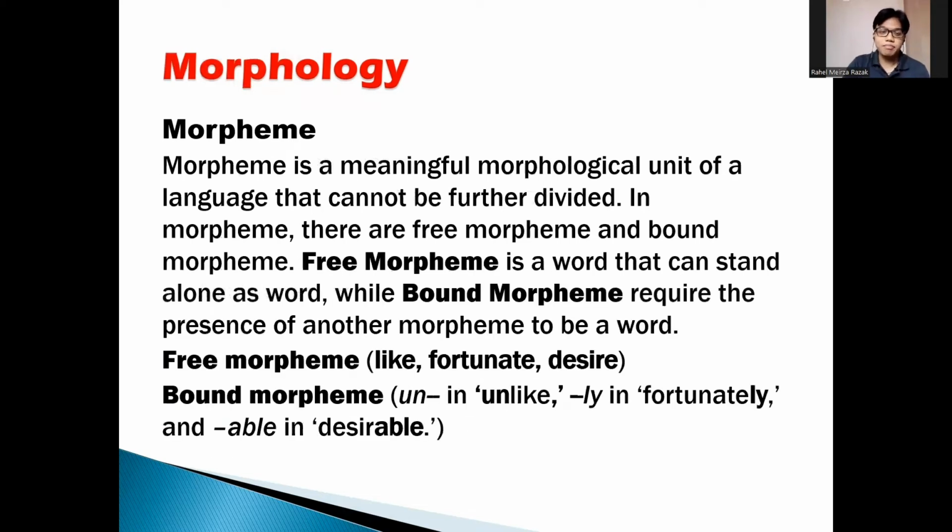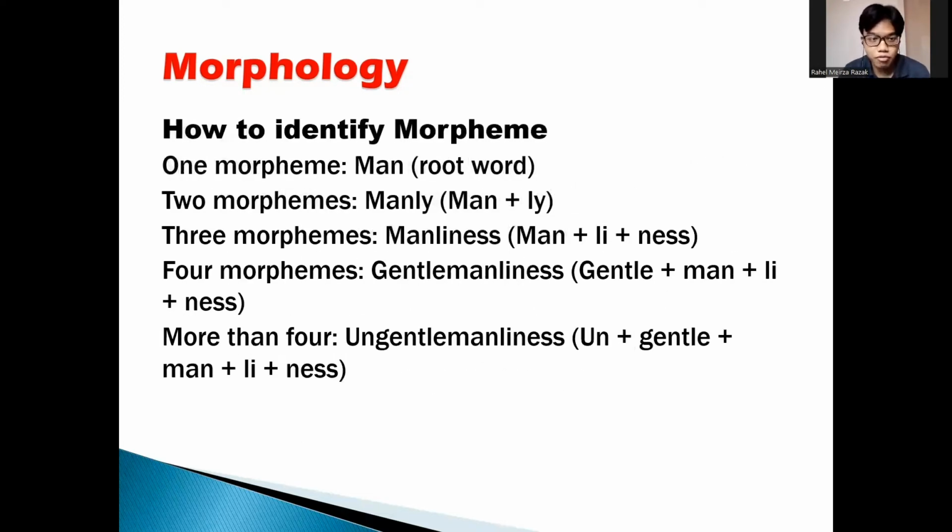Next is morpheme. A morpheme is a meaningful morphological unit of language that cannot be further divided. In morphemes, there are free morphemes and bound morphemes. A free morpheme is a word that can stand alone as a word, while a bound morpheme requires the presence of another morpheme to be a word. For example, examples of free morphemes are like, fortunate, and desire. Examples of bound morphemes are the morpheme un in unlike, the morpheme ly in fortunately, and the morpheme able in desirable.